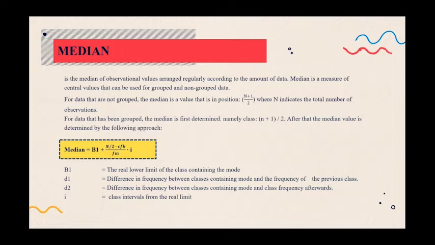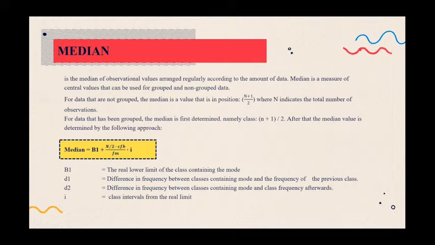Next is median. The median is the middle of observational values arranged in order according to the amount of data. Median is a measure of central value that can be used for grouped and non-grouped data. For data that are not grouped, the median is the value in position n plus 1 divided by 2, where n indicates the total number of observations.